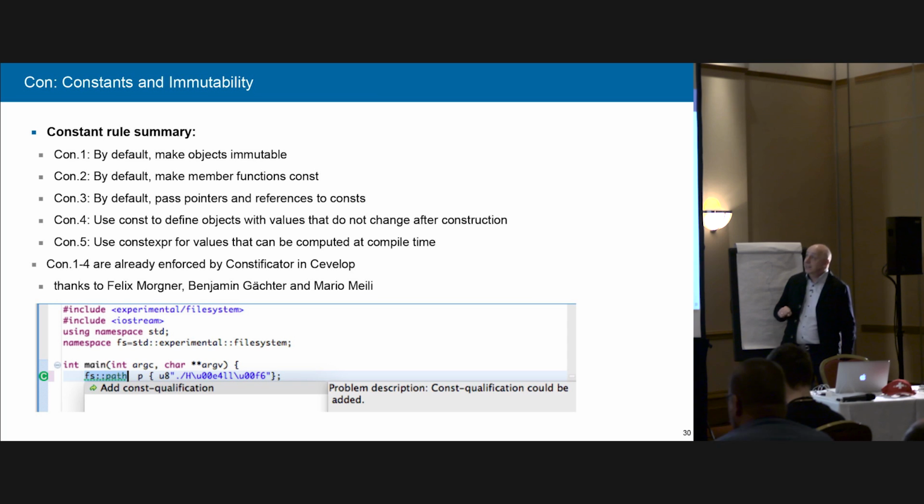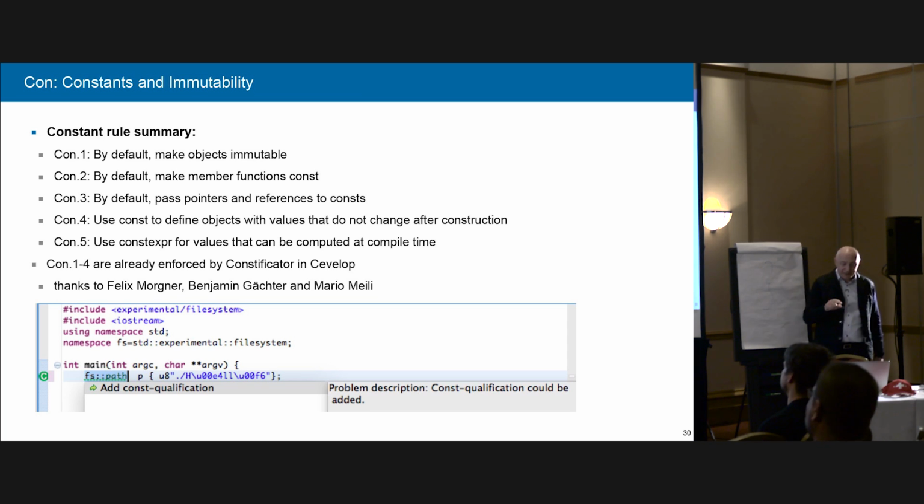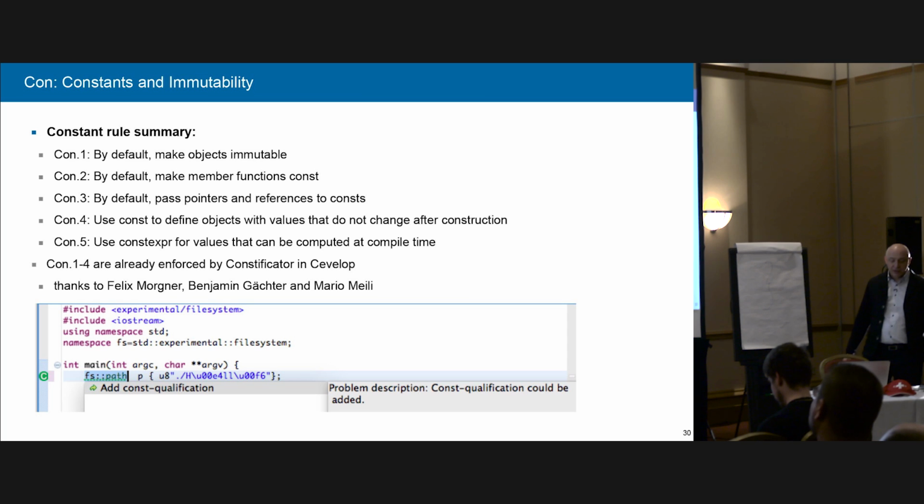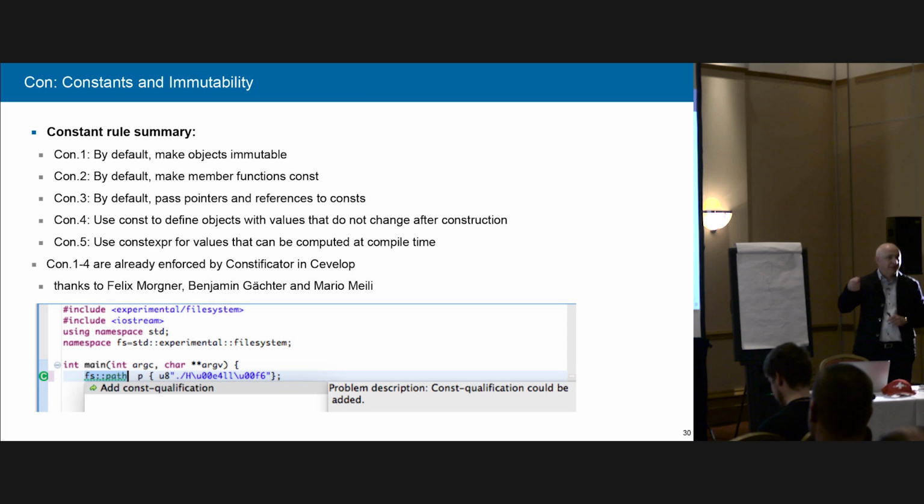Constants and immutability. There are 5 rules about constants, at least the last time I looked. It might have changed in between. Make objects immutable, make member functions const, pass pointers and references to const. Use const parameters if you don't change them. And all pointer parameters should not only point to something const, but be const in the function, so you don't do pointer arithmetic on them, like plus plus.